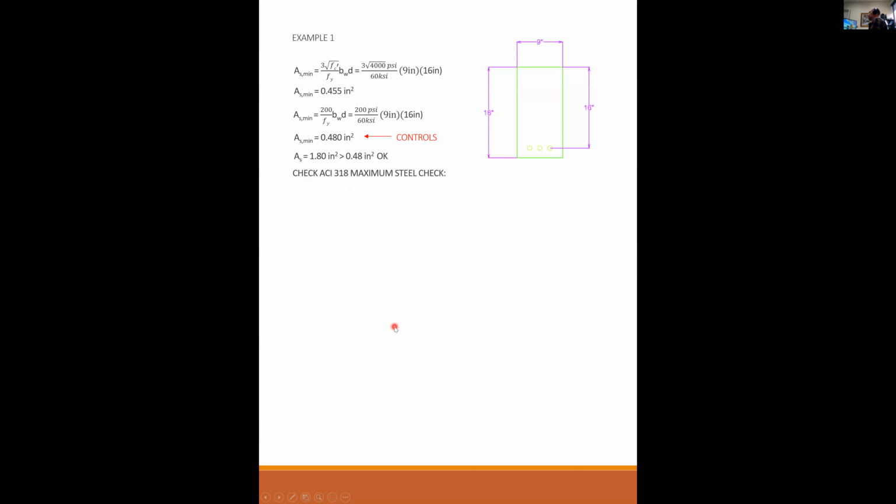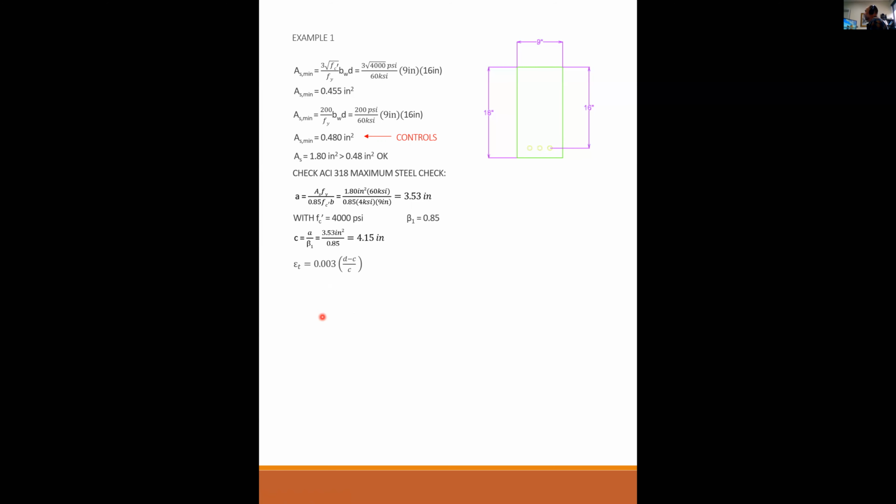The maximum steel check is interesting because we're not going to actually check the maximum steel. This is a little misleading. We call it the maximum steel check, but what we're actually going to check is epsilon sub t. So we calculate a, which is As fy over 0.85 f prime c b. Plug in your numbers, you get 3.53 inches. That's a. With 4,000 PSI concrete, beta 1 is 0.85. So little c is a over beta 1. So 3.53 over 0.85 is 4.15 inches.